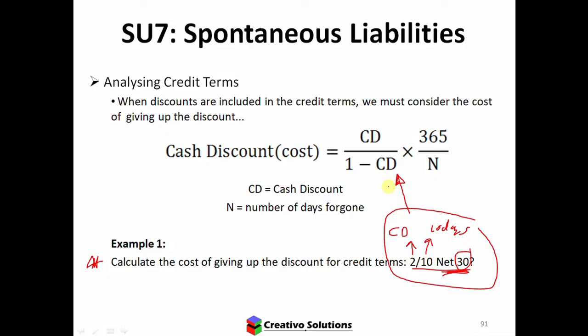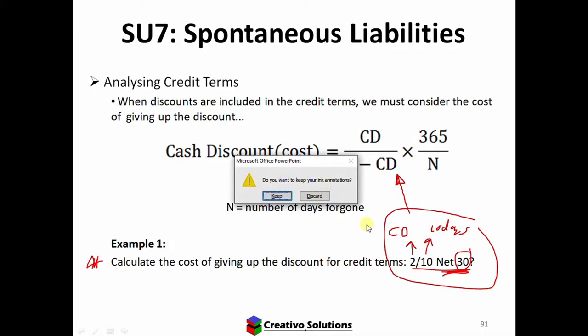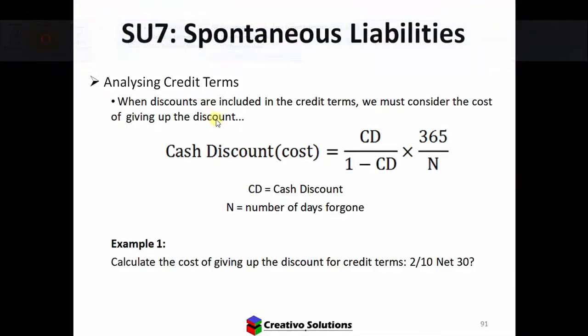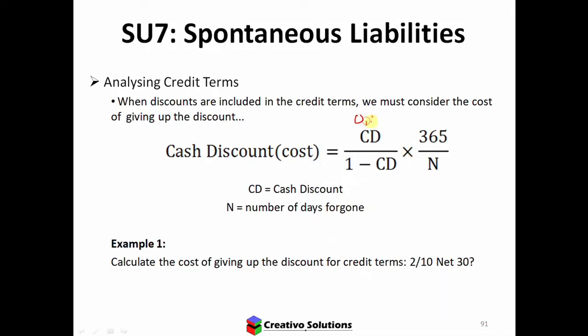Give me amounts. What will my CD be? 2%. How do you write 2% as a number? 0.02. Perfect. Do I have the working here? No. Let me exit. I didn't show the working. I'm going to write it down here, and then you can see it. So on your calculator, please put in 0.02.